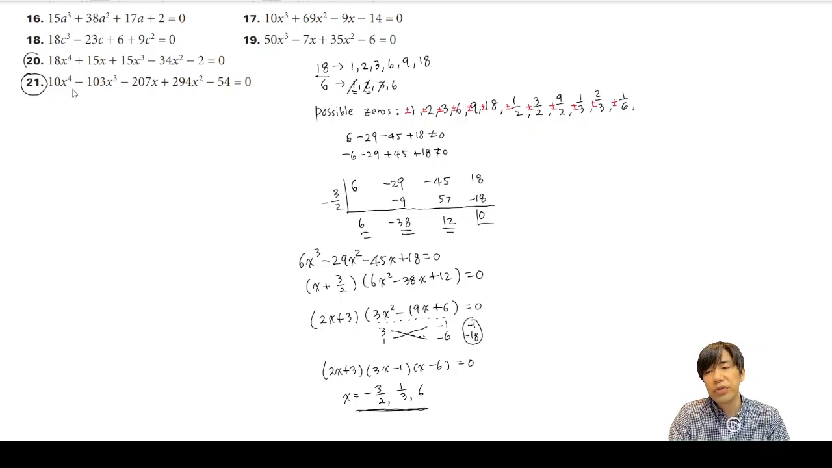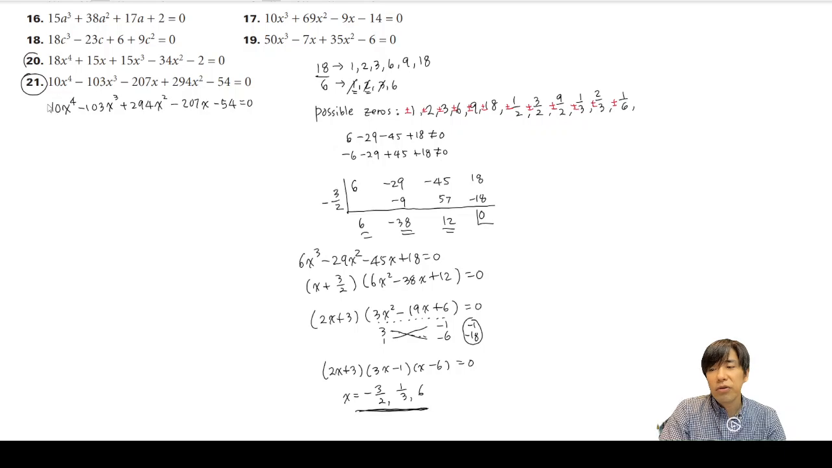Okay, next one, 21. Wow, this is even longer. But as you can see, these terms are not arranged in descending order. They're mixed up here. So I'm going to rewrite that. Okay, that's 10x to the fourth. Next one is negative 103x cubed, plus 294x squared minus 207x minus 54 is equal to 0.